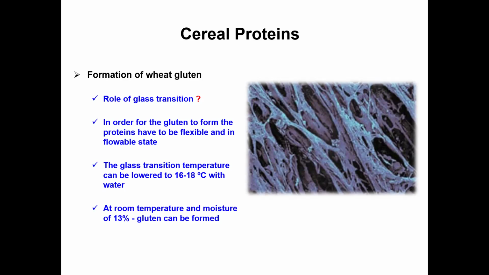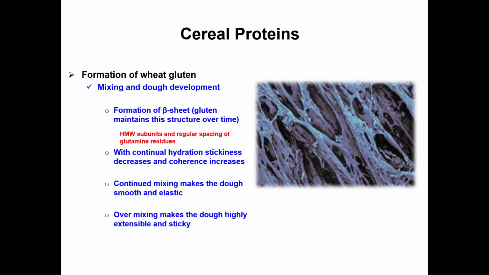So you really want to cross the glass transition in order to go from glassy to rubbery, or from crystalline to amorphous. Beta sheet formation is first due to regular spacing of glutamine and formation of hydrogen bonding.